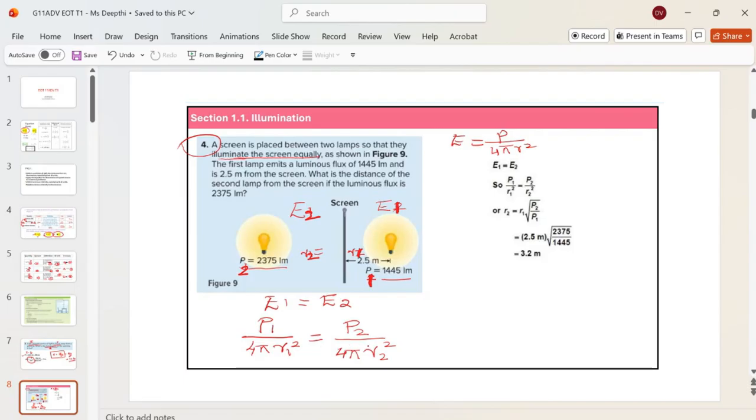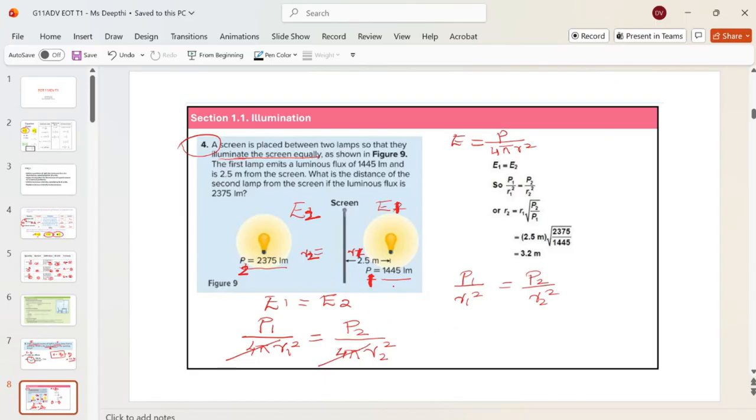Now we can cancel the terms which are same on both sides. P1 and P2 are different, R1 and R2 are different, we cannot cancel them, but 4 pi and 4 pi are same. So just cancel that and we get the equation P1 by R1 square equal P2 by R2 square. This is how you have to start your answer. You have to write the equation because you are marked for writing the equation.